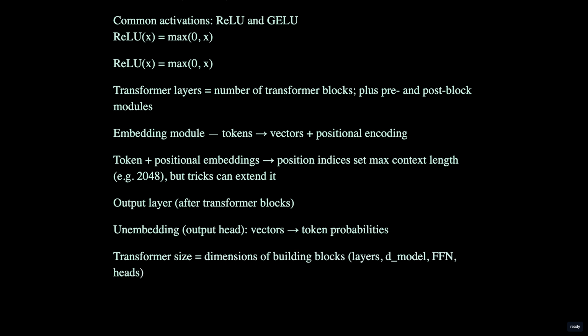A model's size is set by the dimensions of its building blocks. For example, the number of layers, the hidden embedding size, D_model, the feed-forward inner dimension, FFN, and the number of attention heads, and those choices determine the total parameter count and compute cost.